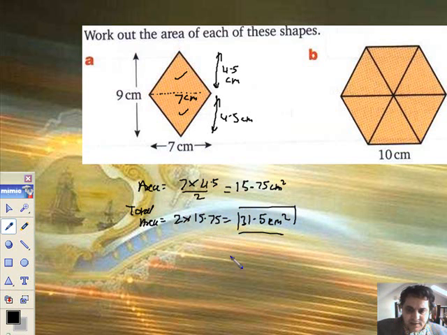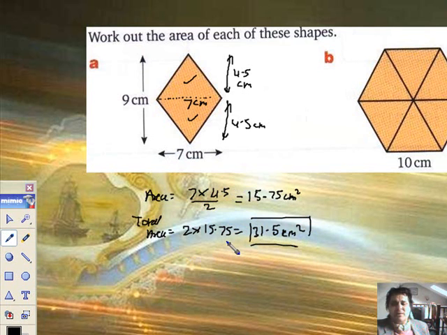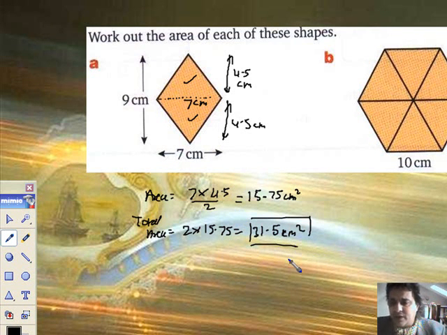Right, final answer. What I could have said was, well, instead of dividing by 2, just say 7 times 4.5 and get my answer straight away. Why divide by 2 and then go and times by 2 later on, because I've got 2 of the same? Okay, well, it's up to you how you want to do it, but anyway, there's your final answer.